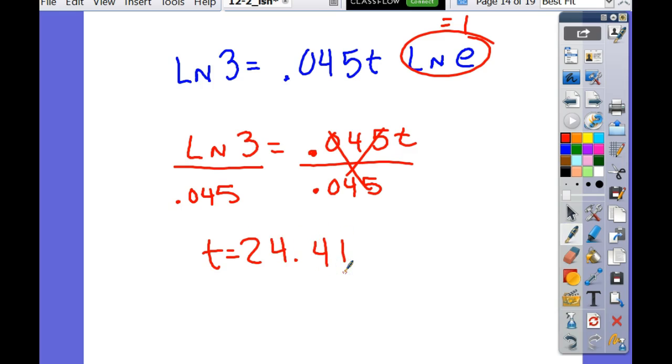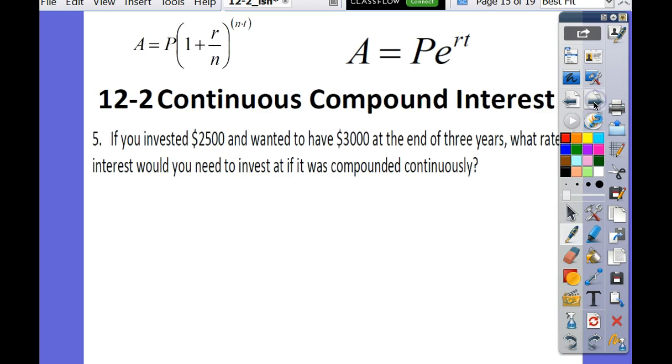That's not good enough. 2441 what? Years. If it is time, you need to tell me whether, most of the time it's talking about years, but there will be some problems that might be hours or minutes. You need to write the words that tell me what that number stands for. It stands for the number of years. Would you please see if you can do the next problem first?